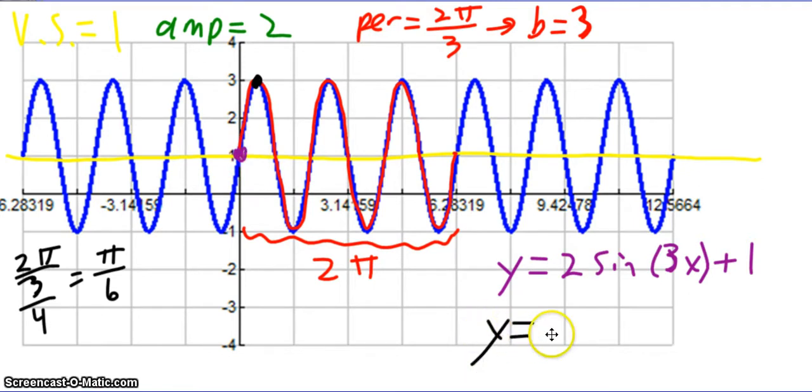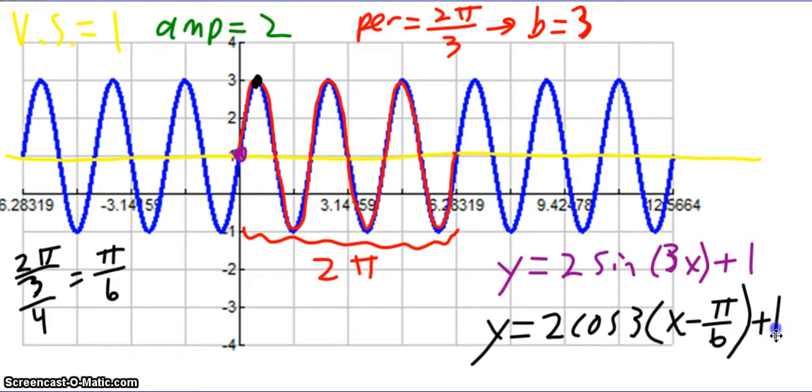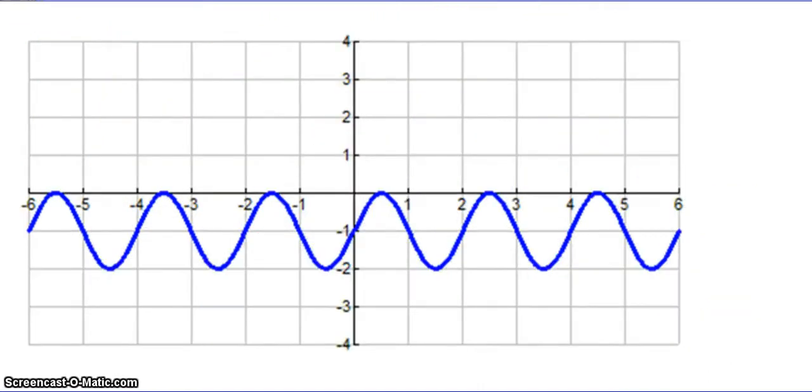So I'm going to say y equals 2 cosine of 3 times the quantity x minus pi over 6 plus 1. And so again here I wrote the b value outside of the parentheses so that I can see the horizontal shift better. Alright, last one, number 6 here.